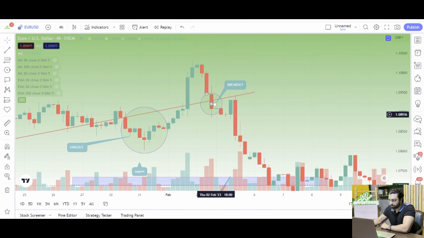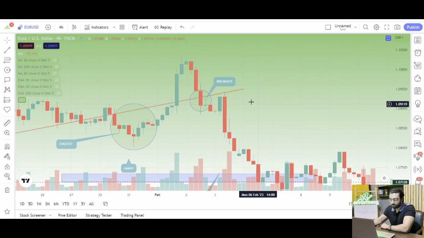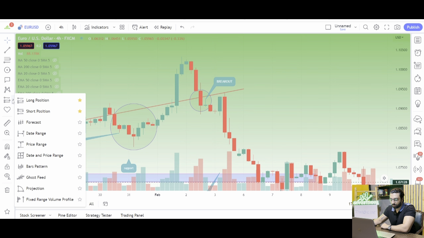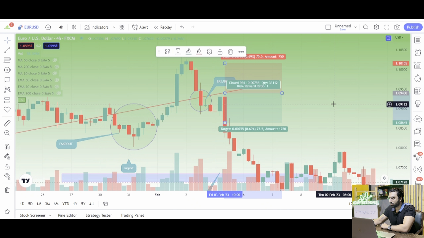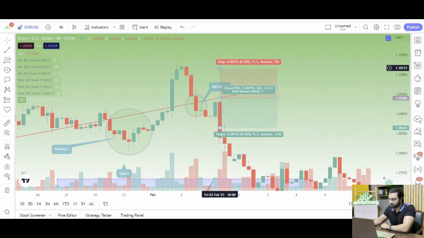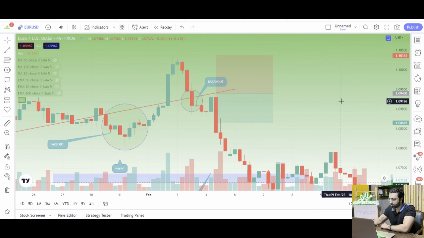The market went down. In this candle, the market did a breakout. You will wait for the retest, and after a few candles, the market did retest. Here you can see the market retested the trend line. This will be the point where you will put your entry. Your psychological stop loss will be above the previous high.